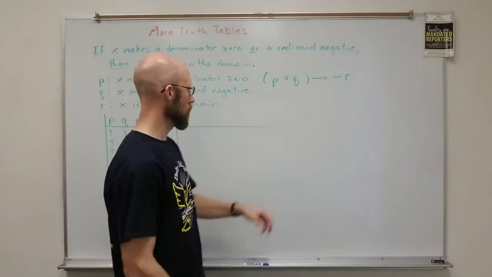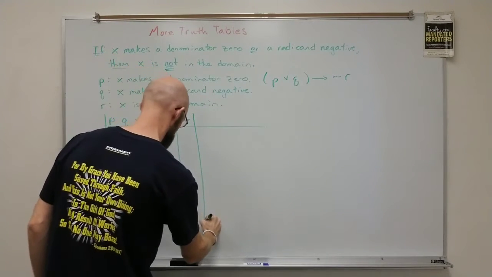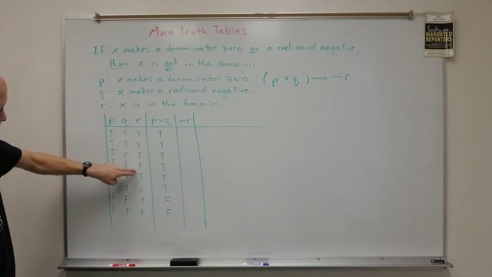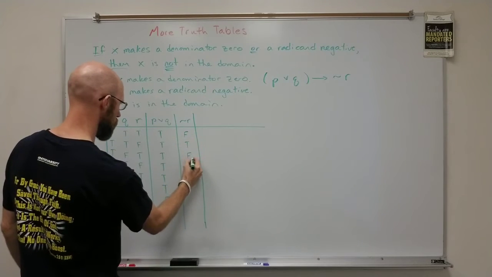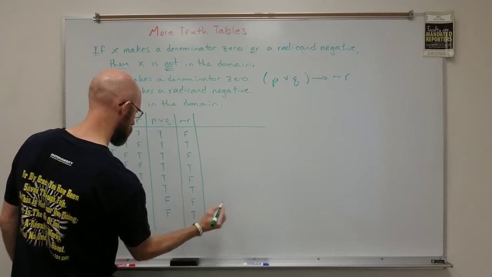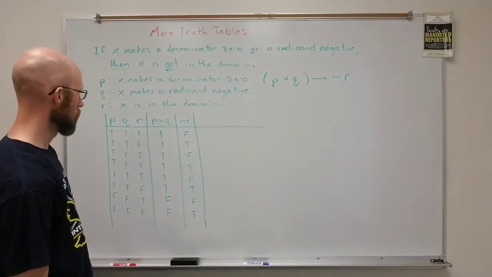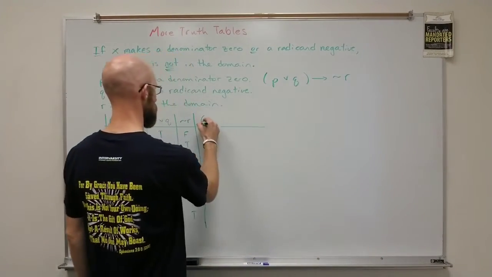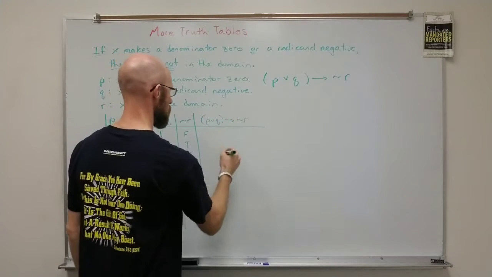Then I have not R, so the negation of R. And of course, that's just going to be the opposite of this entire third column. So it's going to be false, true, false, true, false, true, false, true. Instead of true, false all the way down, it's false, true, alternating. All right, so then with the conditional, if the disjunction, then the negation.